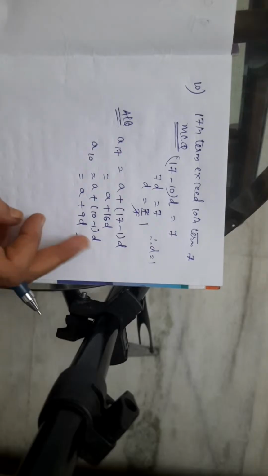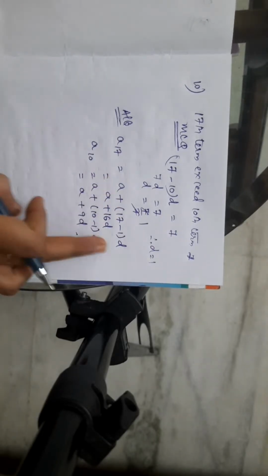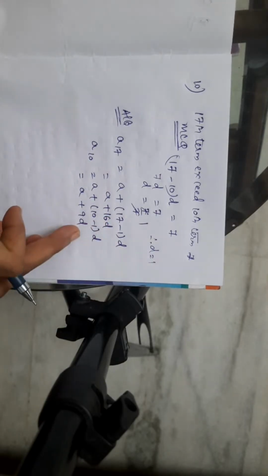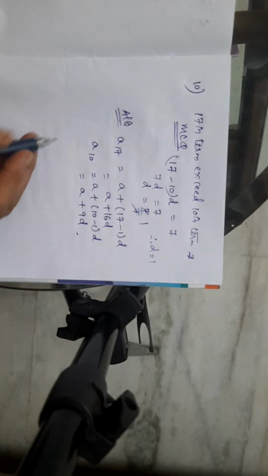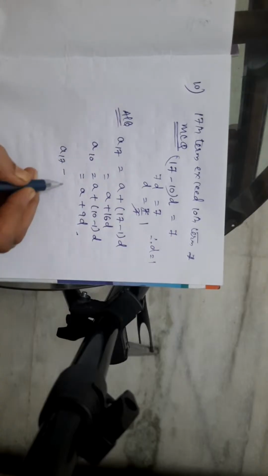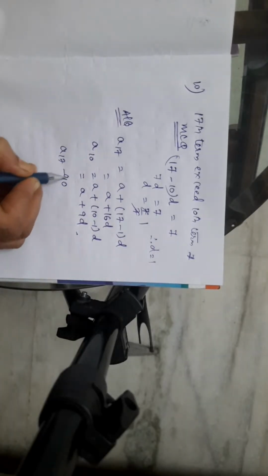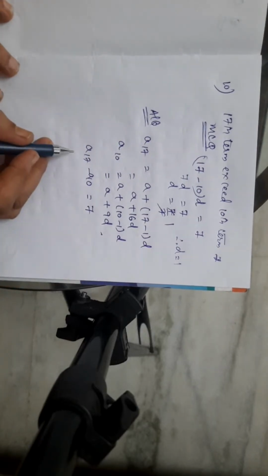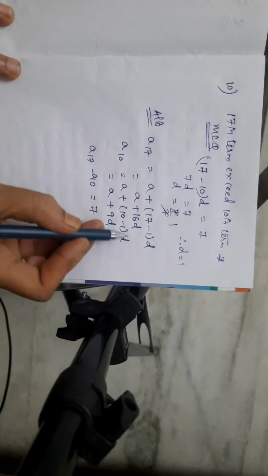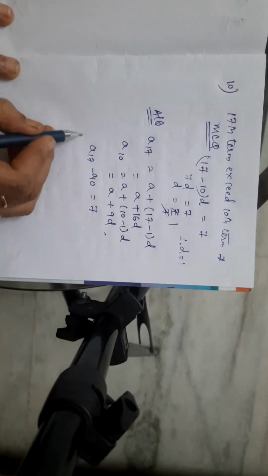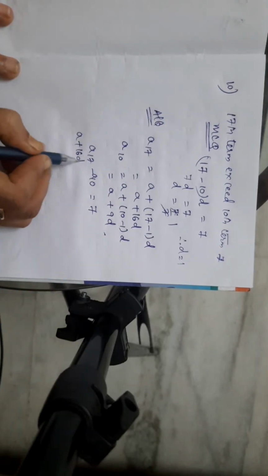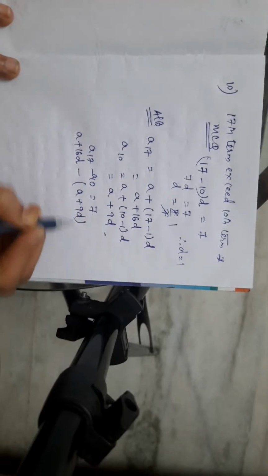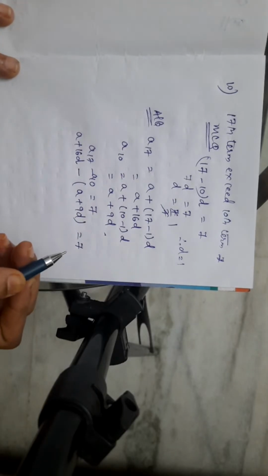Further it is given that the 17th term exceeds the 10th term by 7. So the difference between both the terms is 7. So here A17 minus A10 is 7. Replace their values. A17 we got as A plus 16D. So it's A plus 16D minus (A plus 9D) is equal to 7.